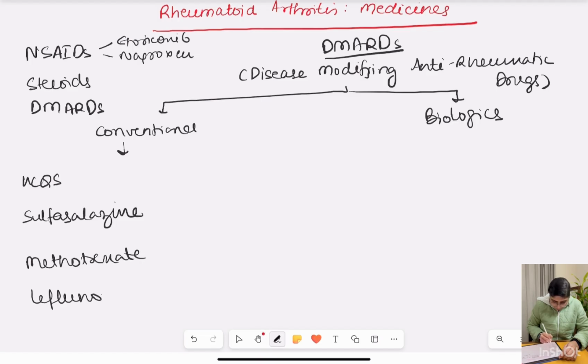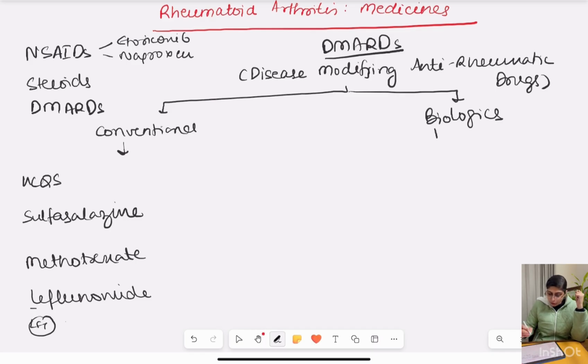Then we have leflunomide. Whenever I say this word leflunomide, the word LFT comes into my mind, because this is one drug that affects the LFT. So you need to monitor LFTs of the patient. L for leflunomide, L for LFT. That is how I try to remember this during my exams.